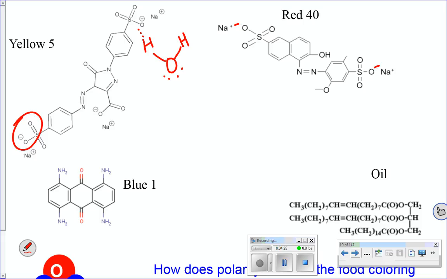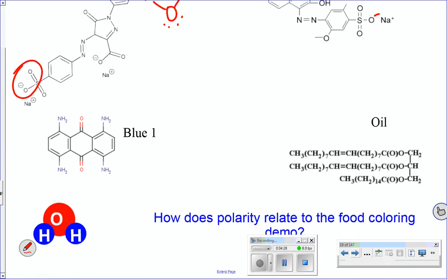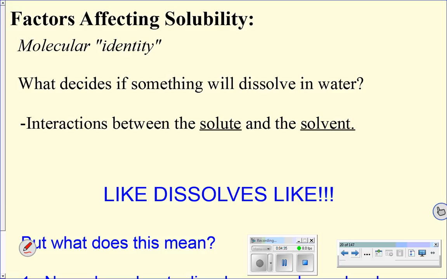On the other hand, oil is pretty non-polar. It's a crazy looking molecule that I've got up here, but it doesn't have those charged regions that can interact with water or with the food coloring. So factors affecting solubility include molecular identity. Whether or not something is going to dissolve in water is directly decided by interactions between the solute and the solvent. So the like dissolves like rule that we talked about a minute ago is extremely important here in determining whether or not something is going to dissolve in water.